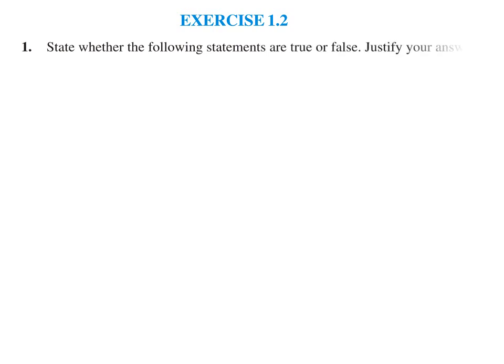Now we will discuss exercise 1.2. So here we can solve the questions. The first question is, state whether the following statements are true or false, justifying your answers. You also have to justify it. First statement: every irrational number is a real number. You have to say whether it is true or false.